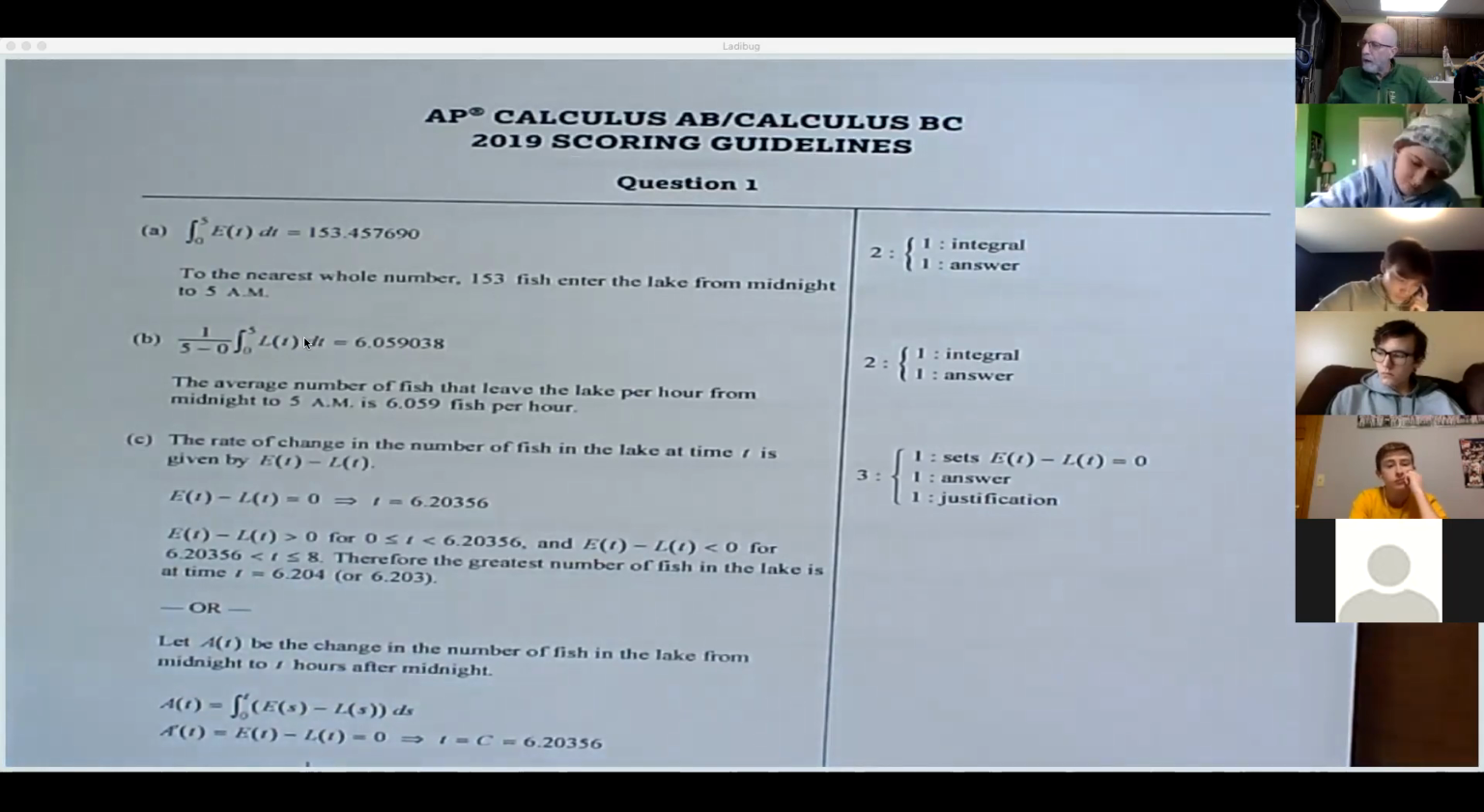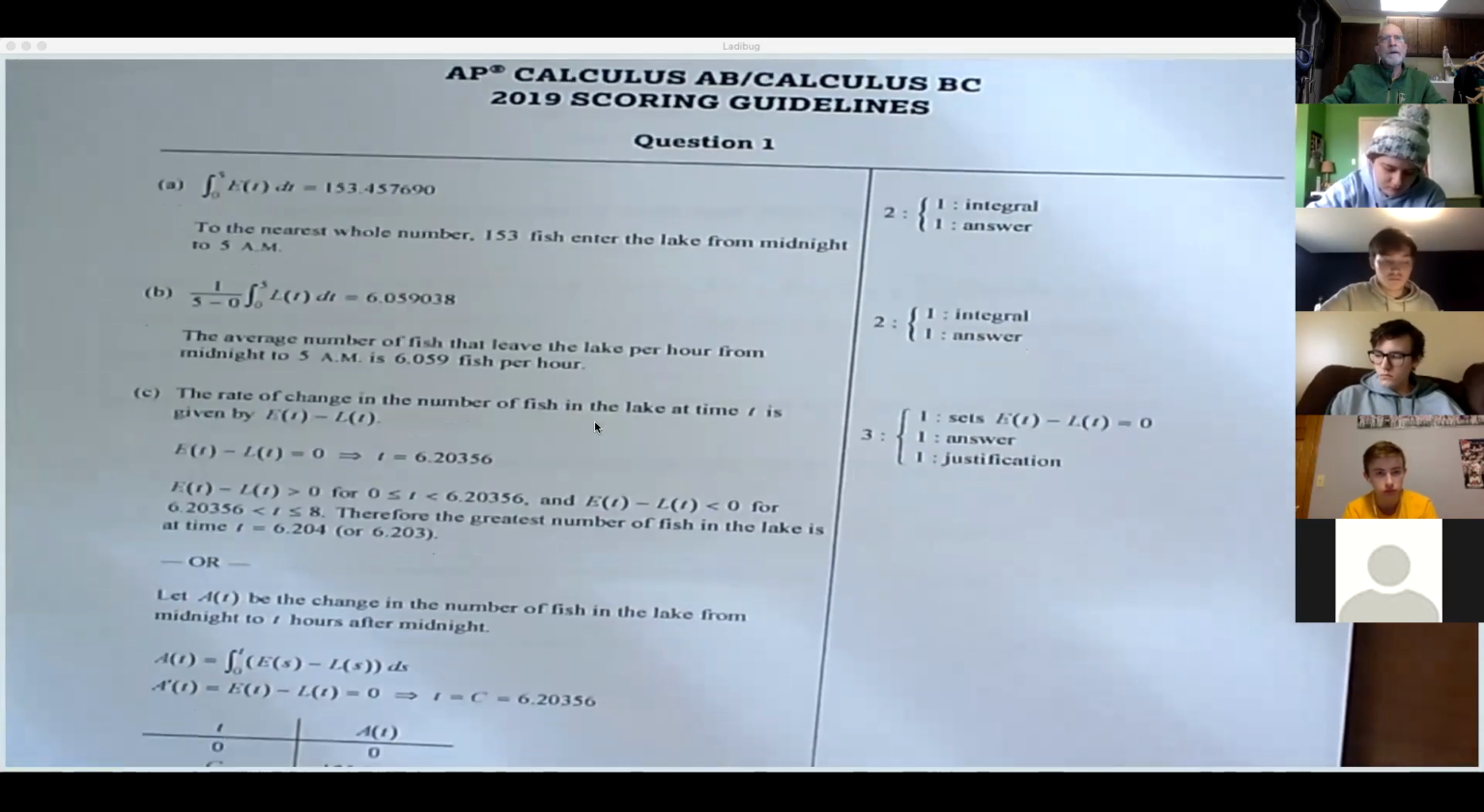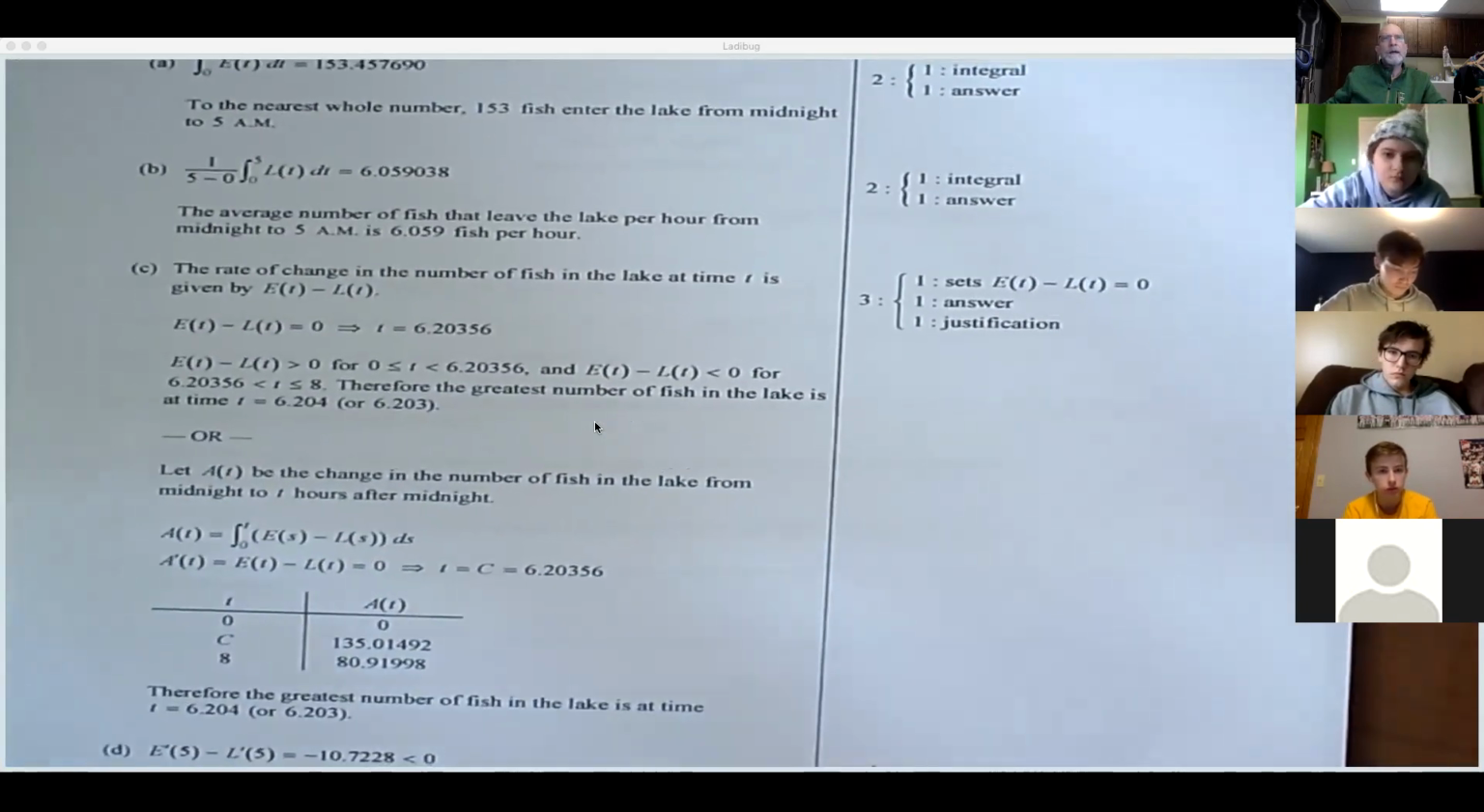So the next question was on what's the average number of fish that leave. So here's your function. And since you're averaging, you have to divide by b minus a. So you need to have the integral and you need to have the answer. The average number of fish that leave the lake per hour from midnight to 5 a.m. is 6.059 fish per hour. C. The rate of change of the number of the fish in the lake is E of t minus L of t. You need to set that to 0 and come up with your answer.